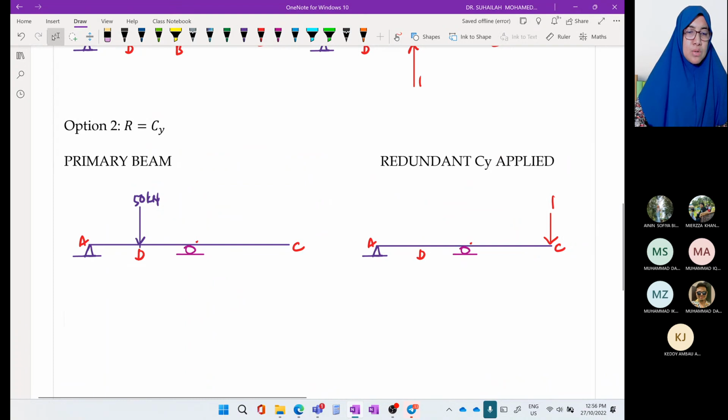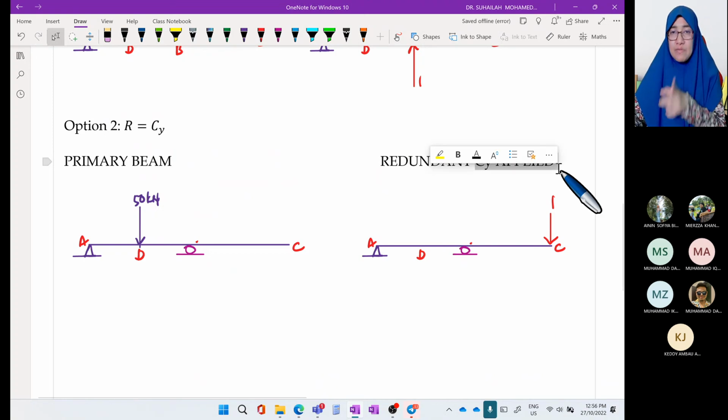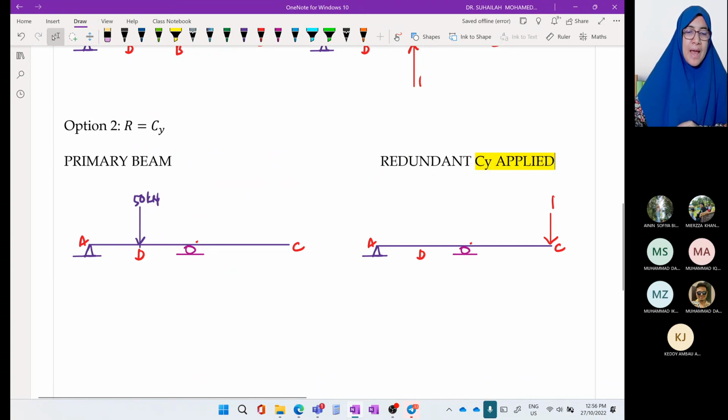The difference is in the loading only. So I put here CY applied so that we know the unit value we apply is at C. That is why I change the redundant beam to a specific name. We name it redundant CY applied, so we know that we apply a unit value at position C.